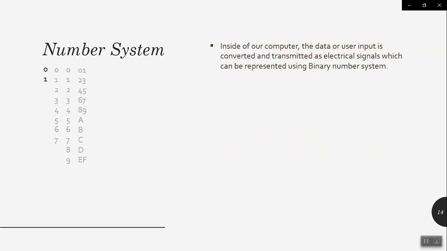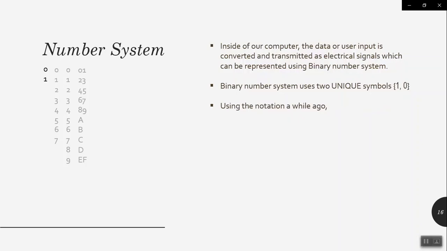Inside of our computer, the data or user input is converted and transmitted as electrical signals, which can be represented using binary number system. Binary number system uses 2 unique symbols, ones and zeros. These ones and zeros represent the state of a wire, whether it's an open circuit or closed circuit.